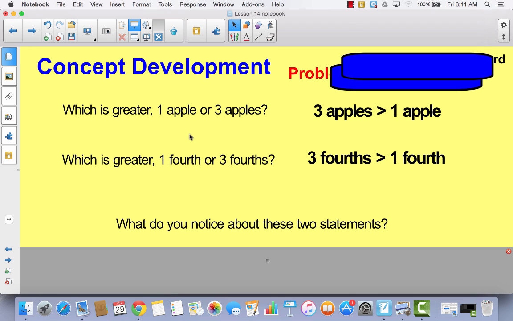What do you notice about these two statements? Well, hopefully you noticed that the units were the same. That you were comparing an apple to an apple and a fourth to a fourth. So when you compare fractions, if the denominators are the same, you can think of it just like a unit, just like you would say 1 centimeter is less than 3 centimeters. Well, 1/4 is less than 3/4.